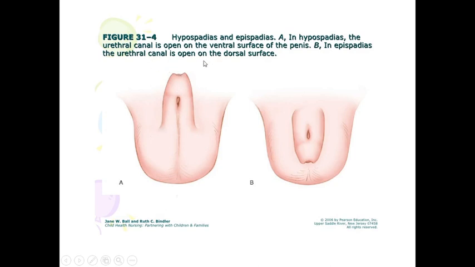So if the urethral canal opens on the ventral surface of the penis, below the glans penis, the condition is called hypospadias. And if the urethral opening is located on the dorsal surface of the penis, above the glans penis, the condition is called epispadias. So that is how you determine whether it's hypospadias or epispadias. These are conditions where the location of the urethral opening is abnormal in male babies.